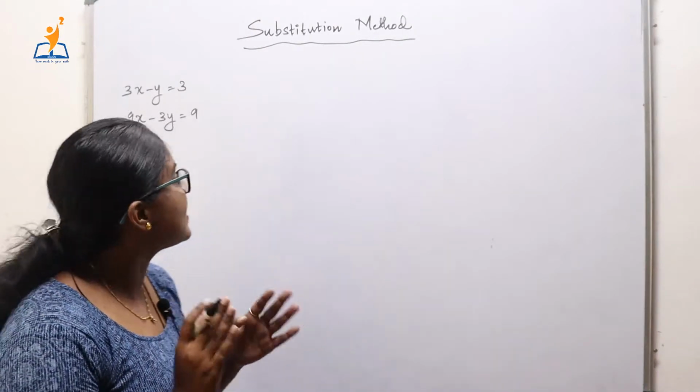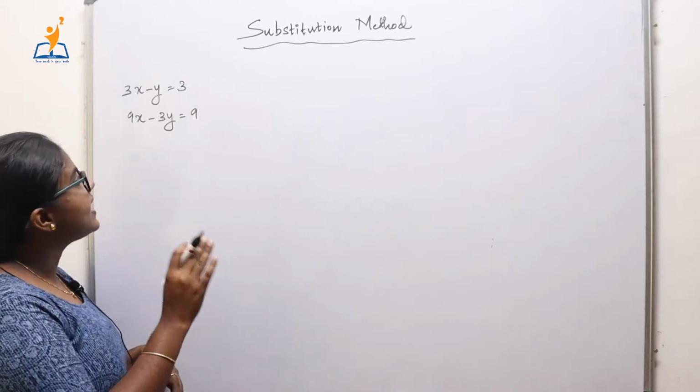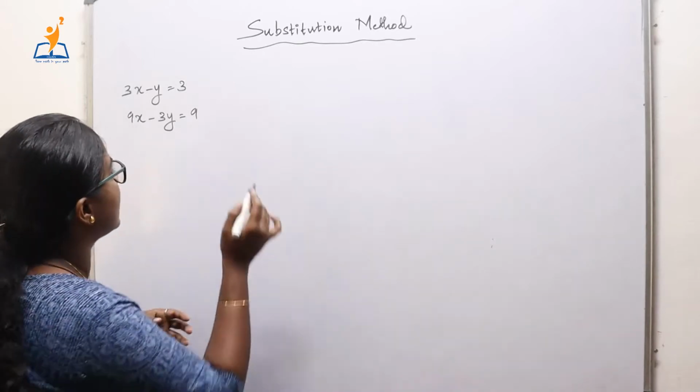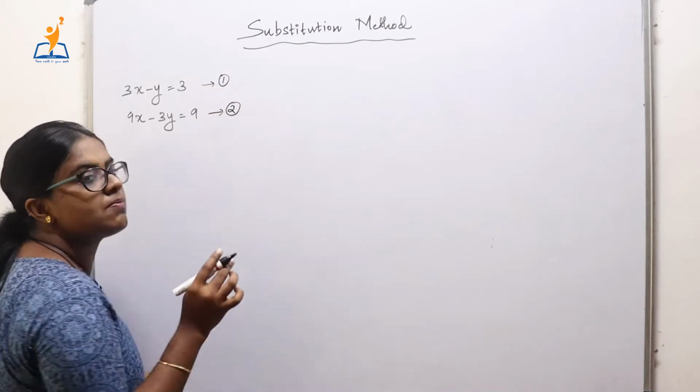Now this is our next example. 3x minus y is equal to 3 and 9x minus 3y equals 9. Now let this be our equation number 1 and let this be our equation number 2.